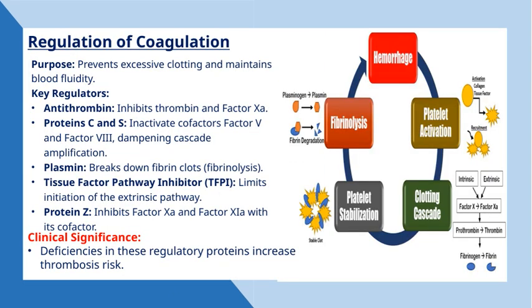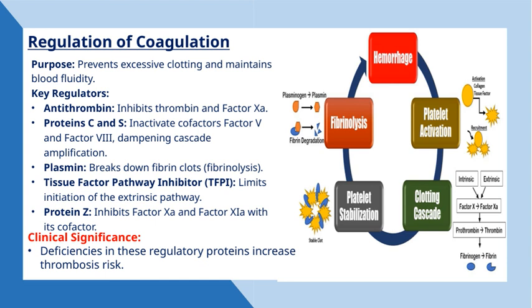The purpose of these regulatory proteins is to prevent excessive clotting and to keep our blood fluid. They act as safeguards to ensure the coagulation process doesn't go overboard. Let's start with antithrombin. It plays a crucial role by inhibiting key factors like thrombin and factor XIII, which are essential for clot formation. Without this control, clots could form unnecessarily.